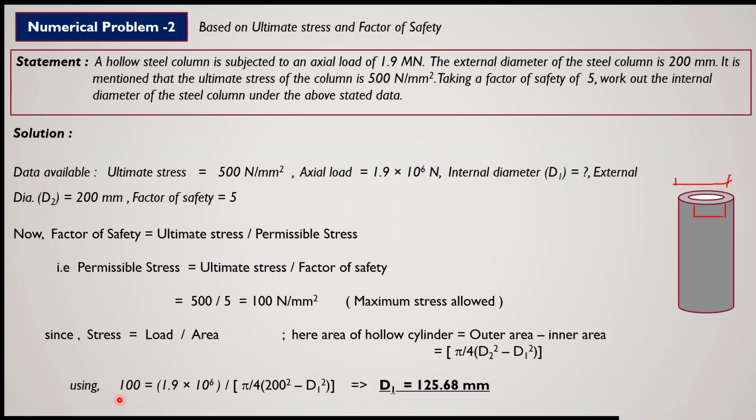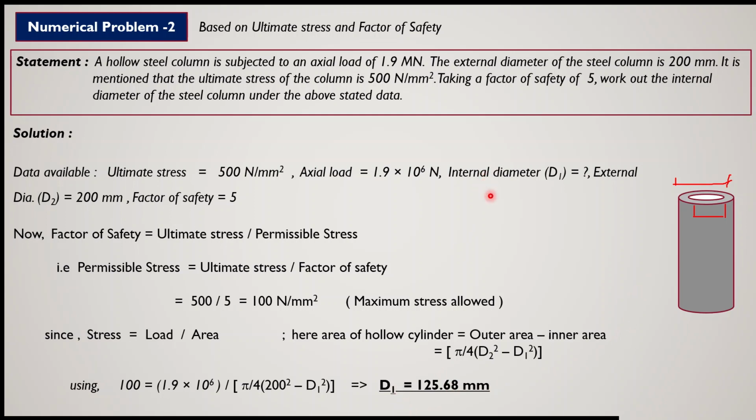So permissible stress is equal to the load upon the area of the column, which will be able to resist the stresses, which will be able to carry the load. So from this calculation you will be able to work out that D1 is equal to 125.68. Now what is D1? D1 is the internal diameter which is not given, so we need to calculate it.